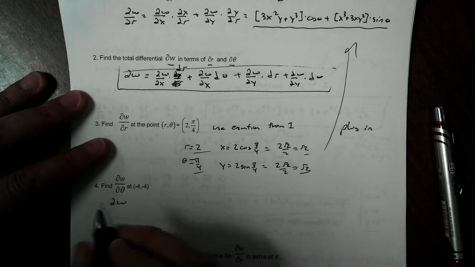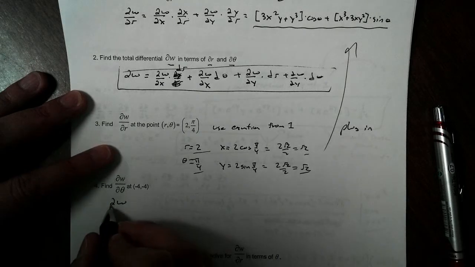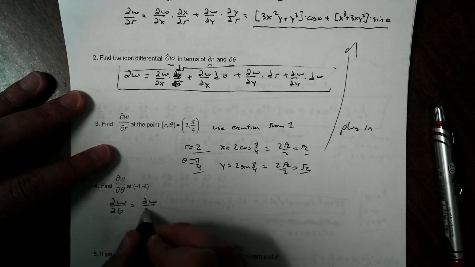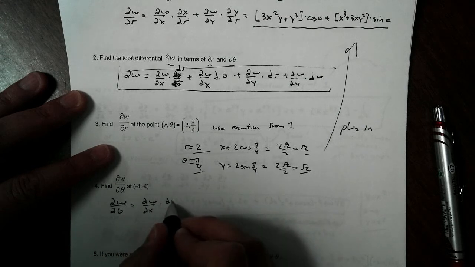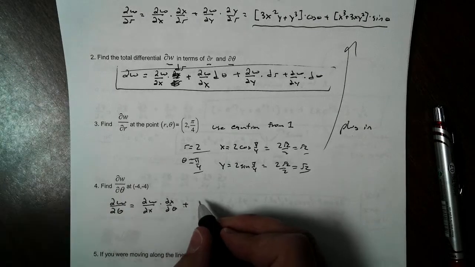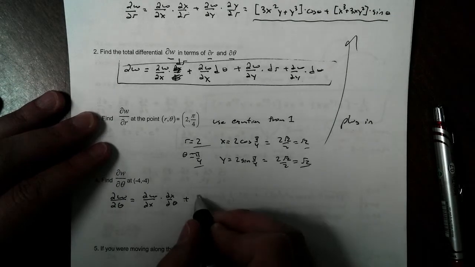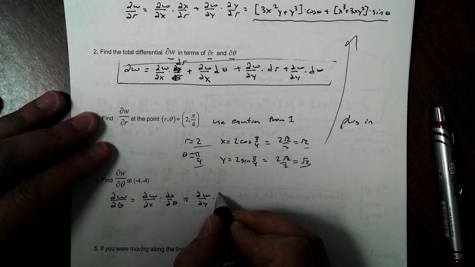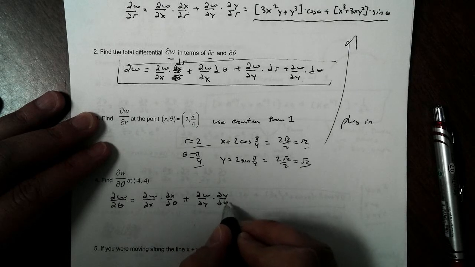This is going to be our chain rule again. The partial of w with respect to theta is the partial of w with respect to x times the partial of x with respect to theta. See, we're creating a formula for us. It's going to tell us exactly what we have to do. We get the partial of w with respect to y times the partial of y with respect to theta.